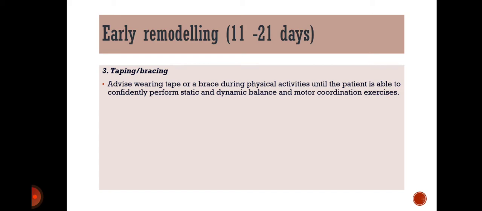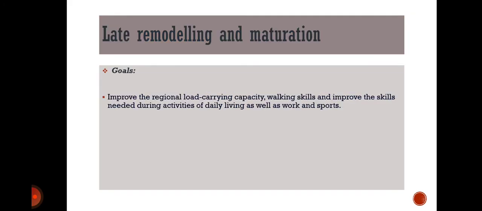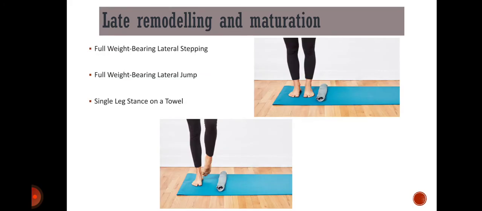Taping and bracing will continue along with the static and dynamic balance and motor coordination exercises. Last phase is the late remodeling and maturation. Improve the regional load carrying capacity, walking skills, improve the skills needed during activities of daily living as well as work and sports are the main goals of this phase.